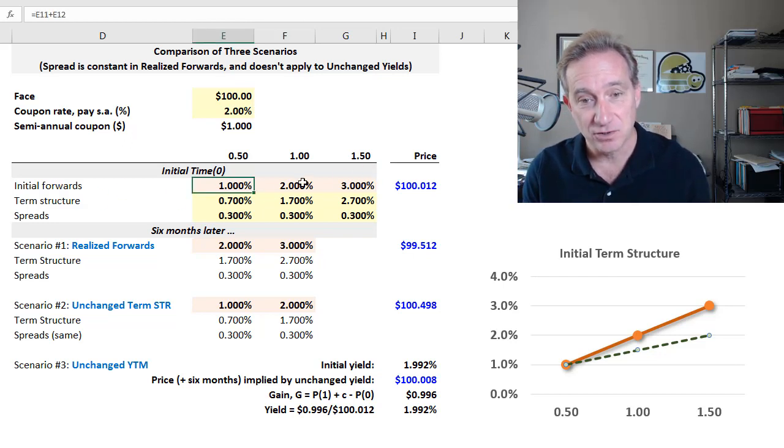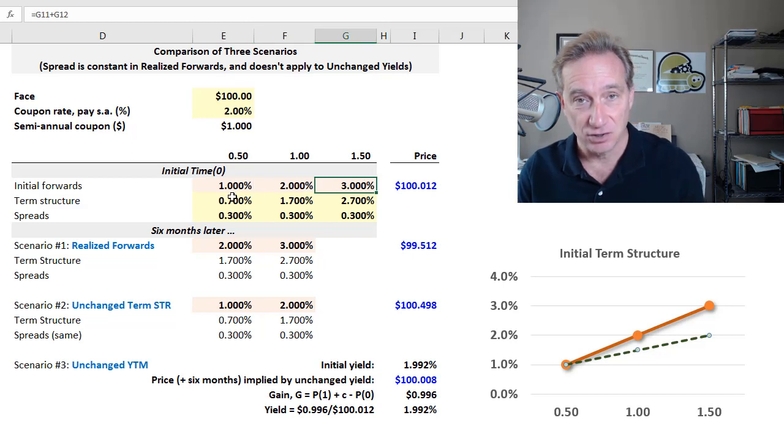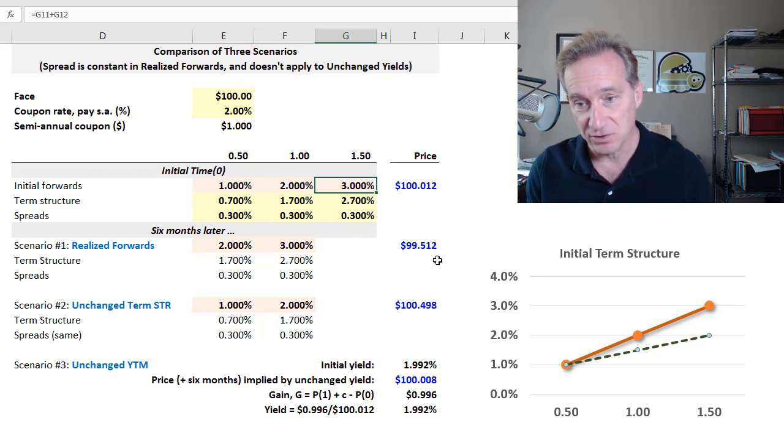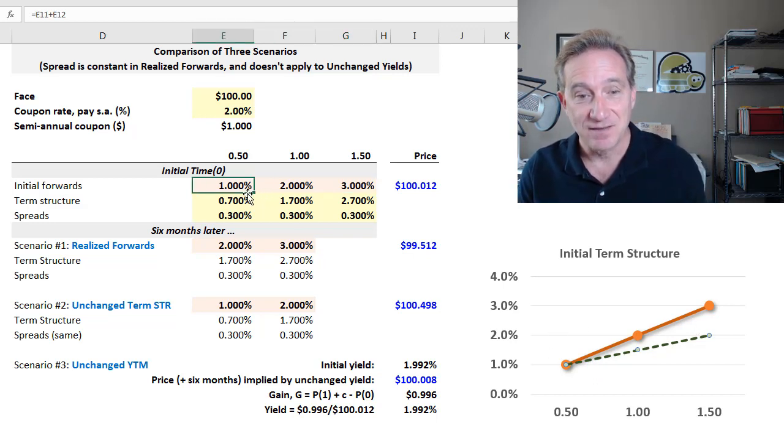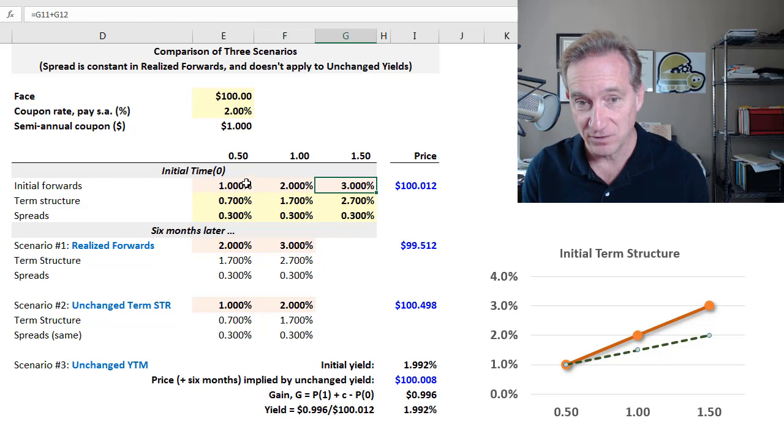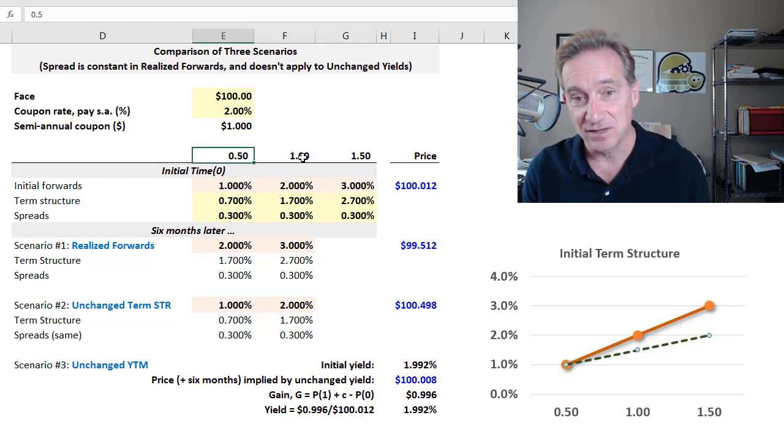Here in orange, I have the initial forward rate term structure. That's plotted in orange over here. So you can see, keep it as clean as possible, I've got a 1%, 2%, and 3% forward rates. Those are 6 month forward rates at 0.5 year, 1 year, and 1.5 years.